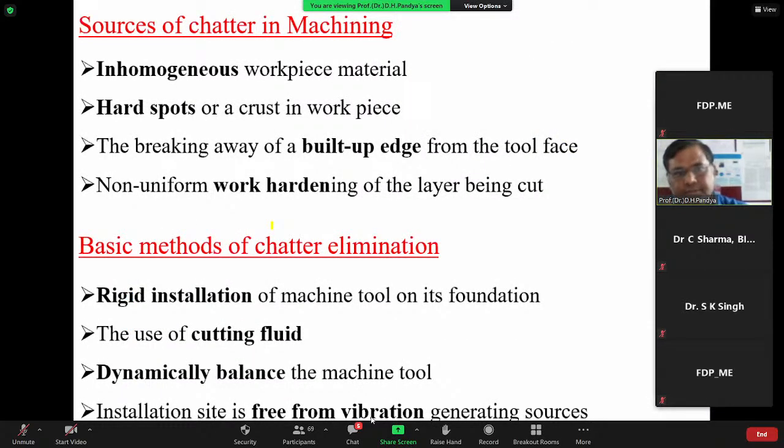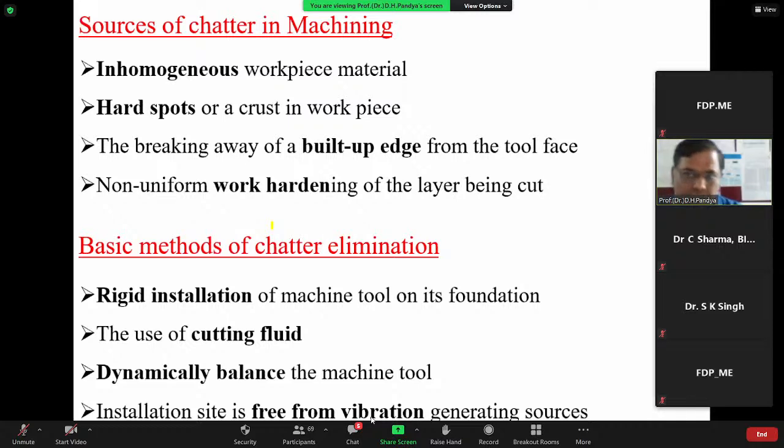Sources of chatter. These all are the inhomogeneous workpiece material, hard spots, the breaking away of the built-up edge from the tool face. That's what I had discussed with the work surface. The same thing may happen with the tool face as well. Non-uniform work hardening of the layer being cut. These all are the sources of vibrations or sources of chatter, we can say, right? These are all unavoidable conditions.